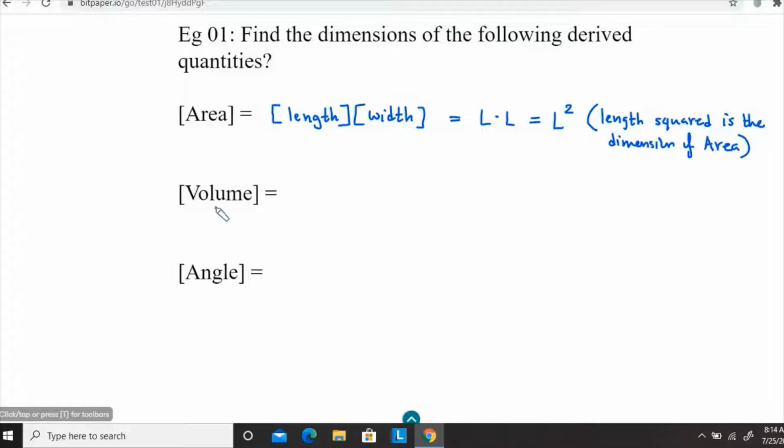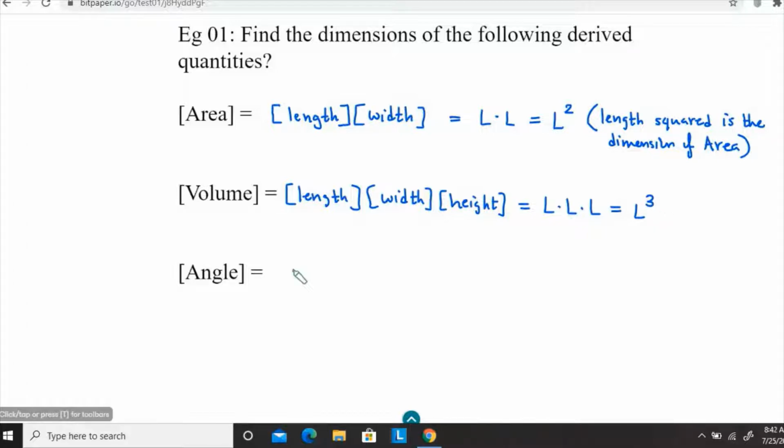Similarly, dimensions of volume. We can break volume into multiplication of length, width, and height. And then you'll have L times L times L, which is L cubed. So we can say the dimensions of volume is length cubed.